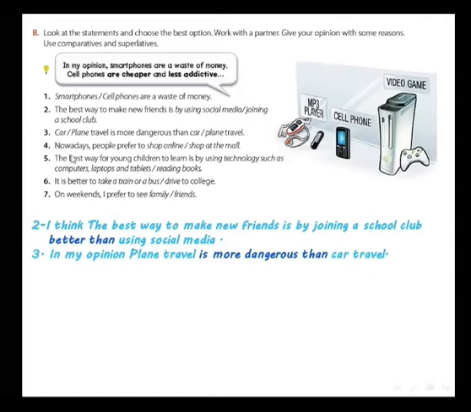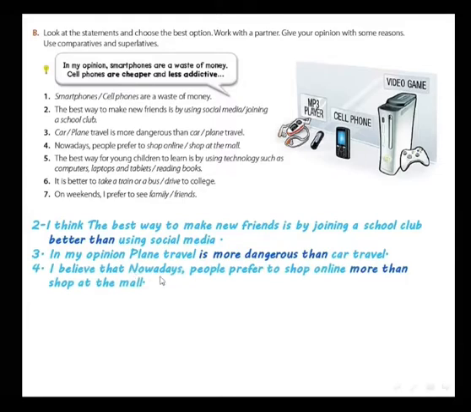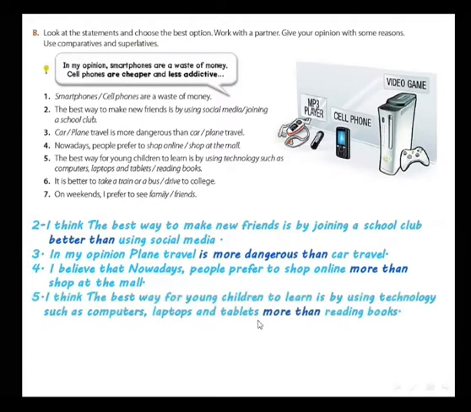Number 4. Nowadays people prefer to shop online or shop at the mall. I believe that nowadays people prefer to shop online more than shop at the mall. It's faster and cheaper, I think that. Number 5. I think the best way for young children to learn is by using technology, such as computers, laptops, and tablets, more than reading books.